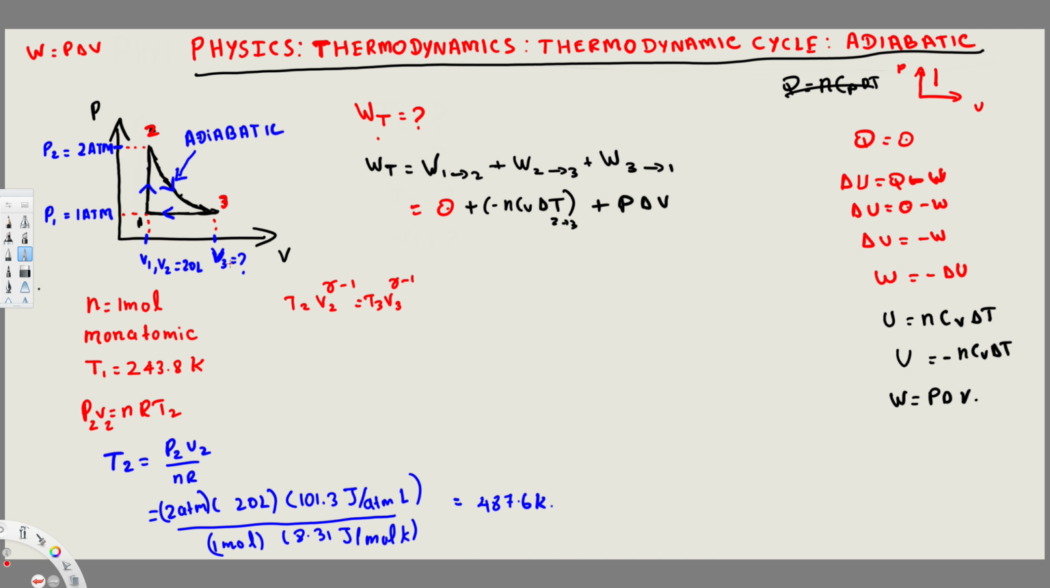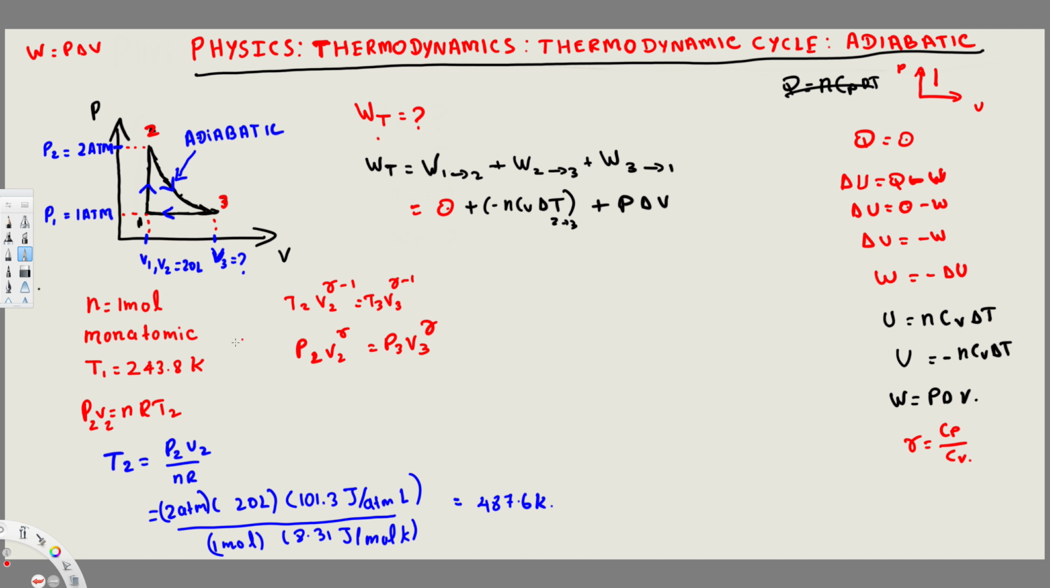We have to find V3 first. If we can find V3, we can use the ideal gas law or this one. To find V3, we can use another equation: P2 V2 to the power gamma is equal to P3 V3 to the power gamma. Let's see whether we have all the values. P2, yes, we have. P3, yes, we have, that's 1 atm. And V3 we can calculate using this one. Gamma is basically the Cp over Cv ratio.